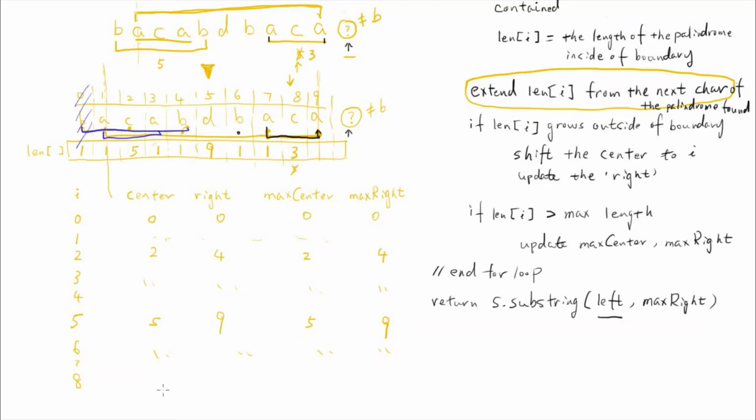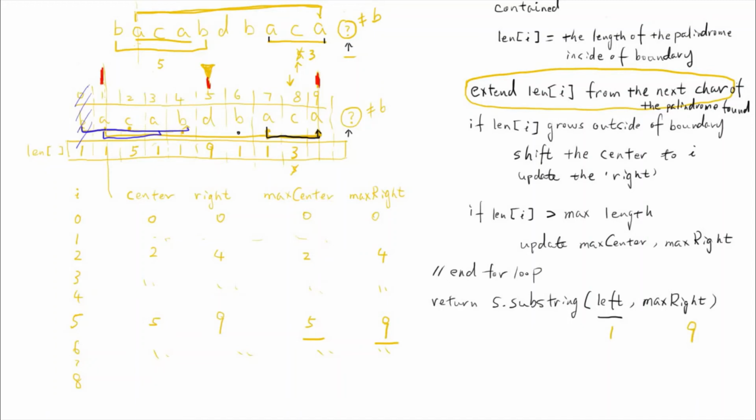Okay, we stop our example here. Let's say that's all the characters we need to visit in this string. Then our palindrome with the longest length is centered at 5, and the boundary on the right side is 9. So here we find our longest palindrome. On the left side, its boundary is at 1. Now lastly, we will return the substring, which is the longest palindrome. So the left is 1, the right is 9.